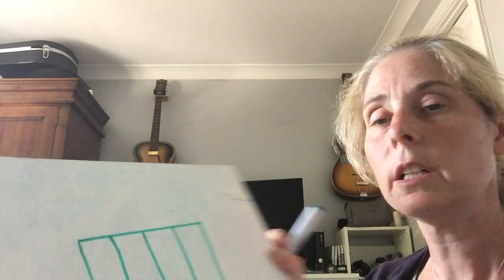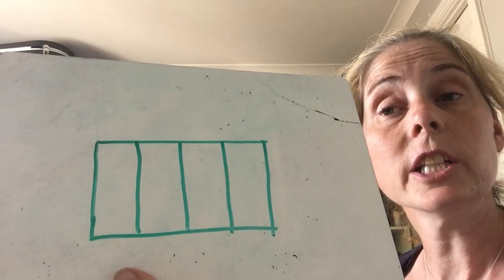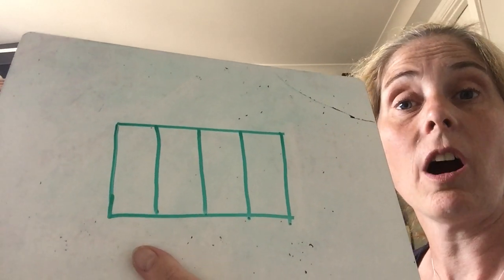Okay, now sometimes you might get a shape that looks a bit like this. Okay, so you might get a shape that looks a bit like this. Okay, and it might say to you that you need to shade one half. Okay, so you need to shade a half.